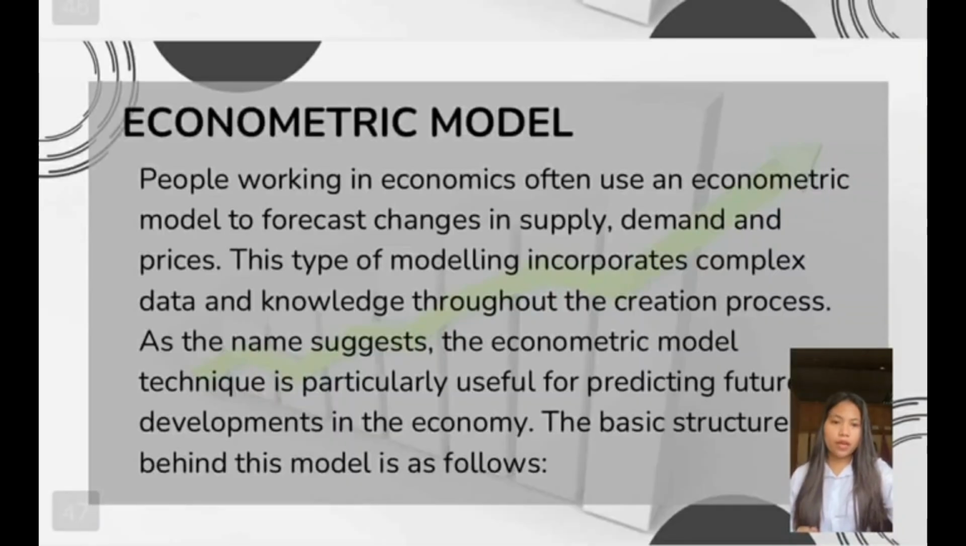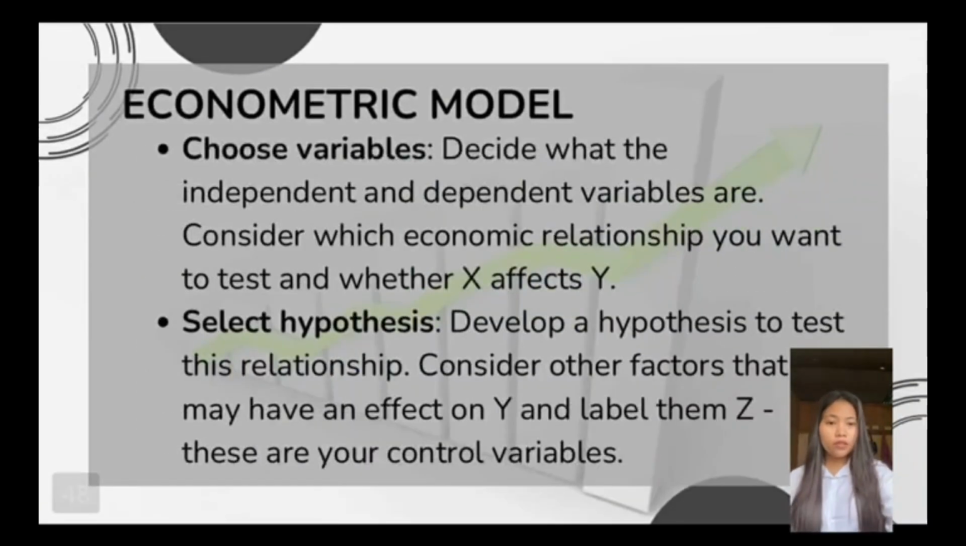This model helps us to analyze the relationship between the different economic variables, such as supply, demand, income and prices. For example, we can use an econometric model to understand questions like, does income affect consumer spending? Or how does price change affect demand? And let me explain the steps in building an economic model.